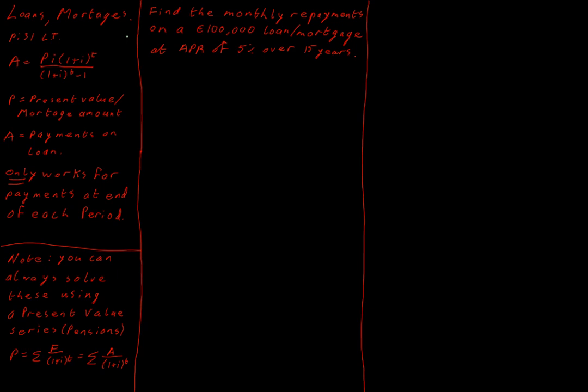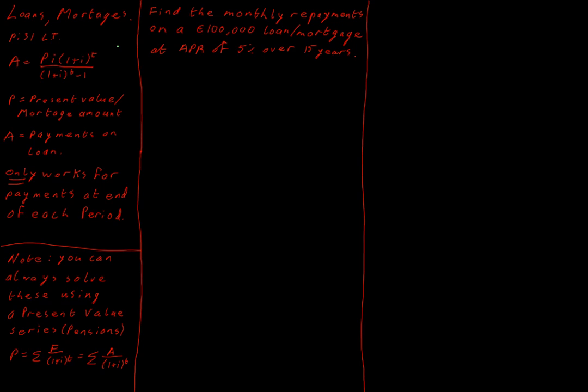Hello, today we are going to look at loans and mortgages. Now, loans and mortgages are installments or annuities type situations, but the way the information is given to us is different. So sometimes it's useful to use a particular formula on page 31 in our log tables if we are asked for the amount of money we have to pay for our installments.